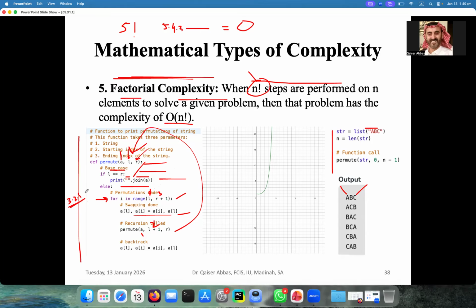So it will be like that, and you are multiplying. How many times is this loop executed? 3, 2, multiply all that. So that behavior of factorial is there. That's why the complexity of this algorithm is order of n factorial. Because on the first call, it is calculating 3.